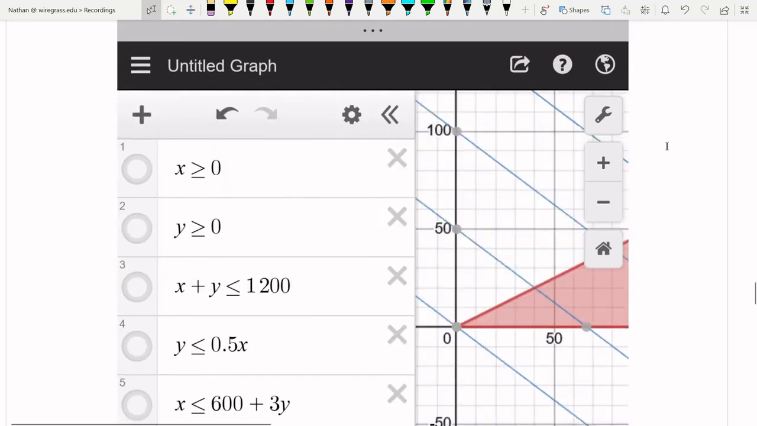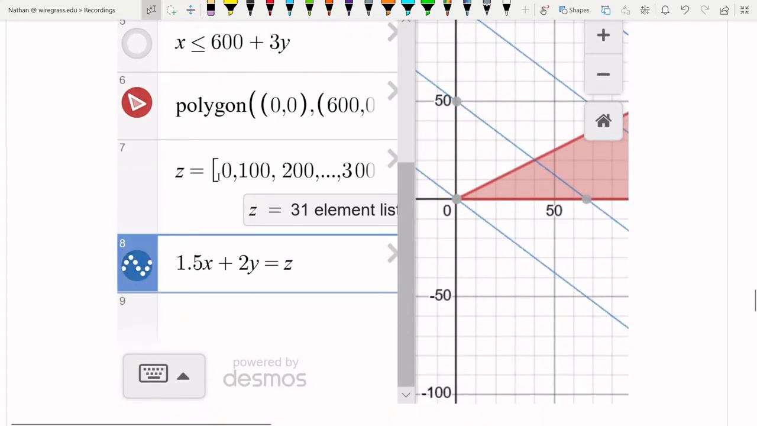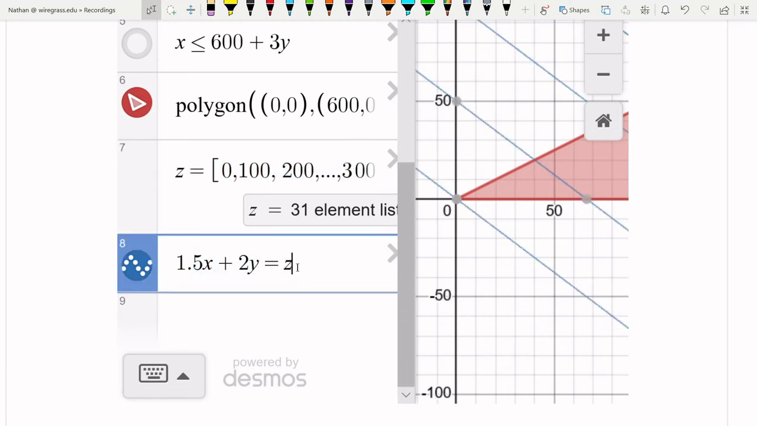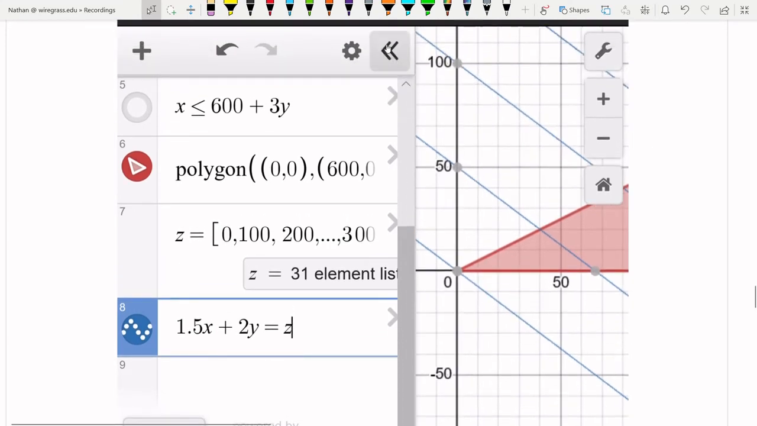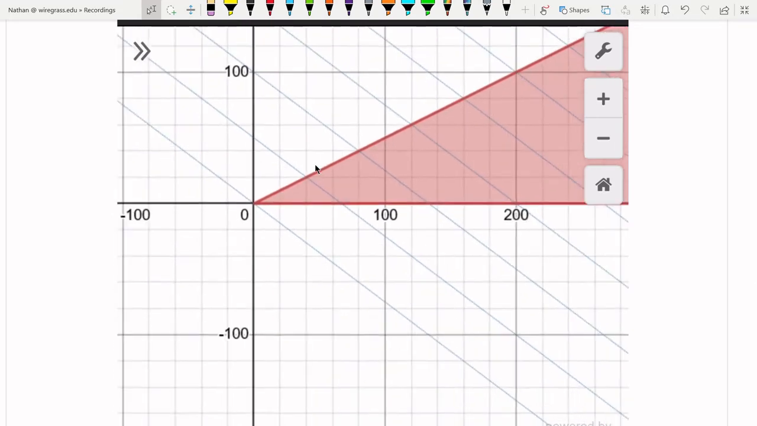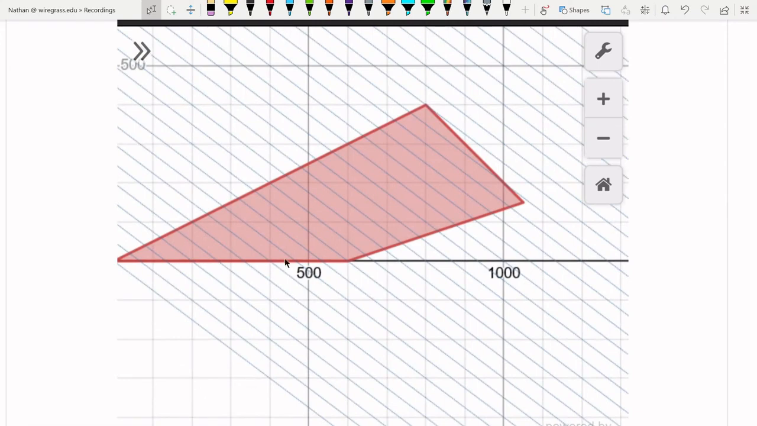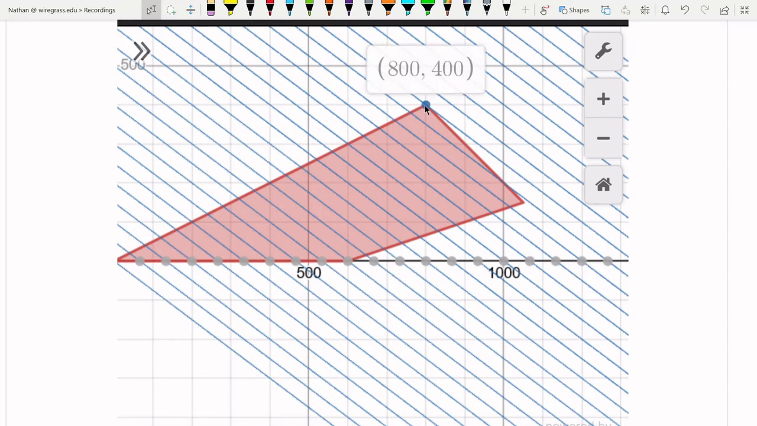Let me just show you the actual code that I used. I created a list here going from 0 to 3,000, and then I plotted each one individually. 0 being this line here, and then it goes to 100, then 200, then 300, and so on and so forth. So what we want to do is find the highest line possible so that we can have the most profit. And following this thing up, the largest line possible is this one here. This one intersects with the polygon right at this point. And that will be our maximization of the profit.